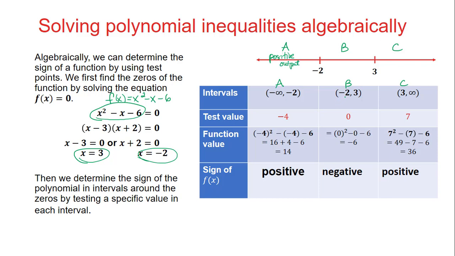In region B, between negative 2 and 3, we can test the value of 0. 0 is the one I always recommend testing if it's in the region. When we plug 0 into the function, we get 0 squared minus 0 minus 6, which is just negative 6. So that tells me that for every value in interval B, the output of the function will be negative.